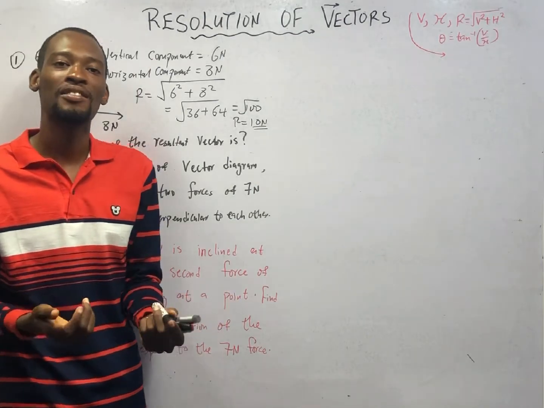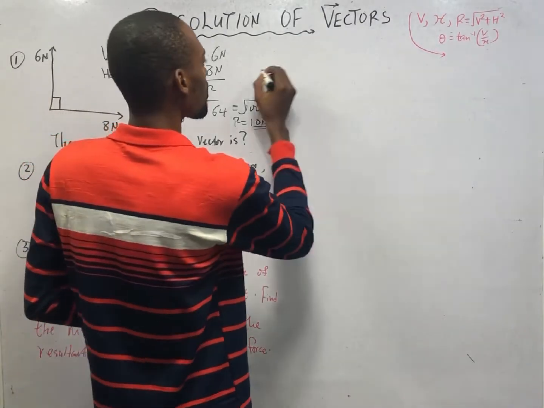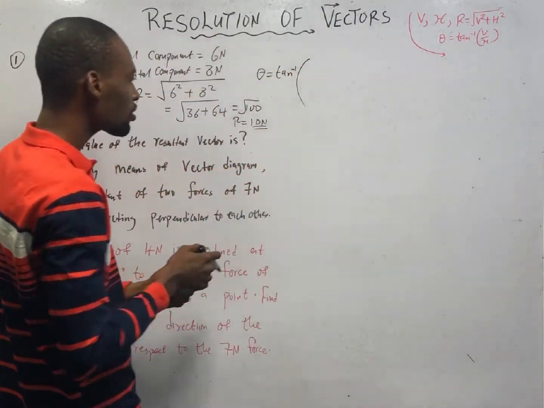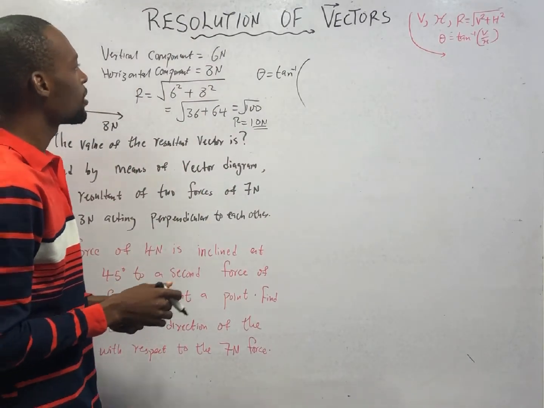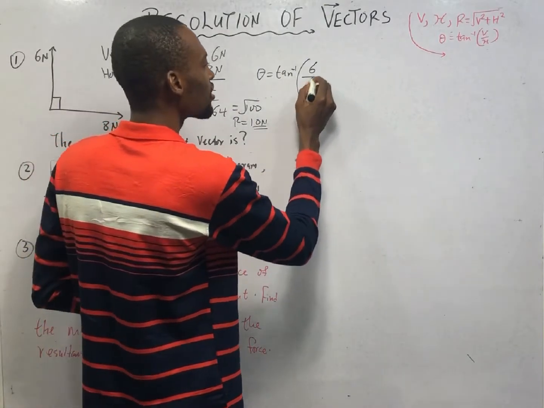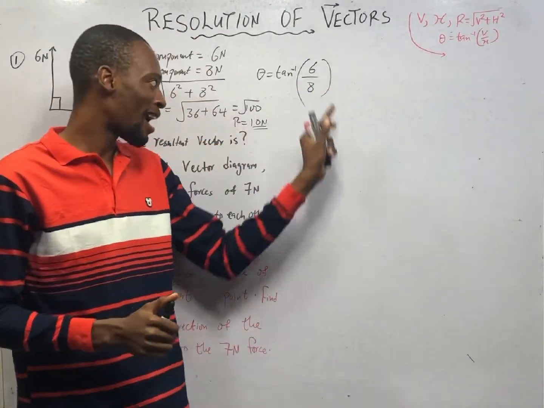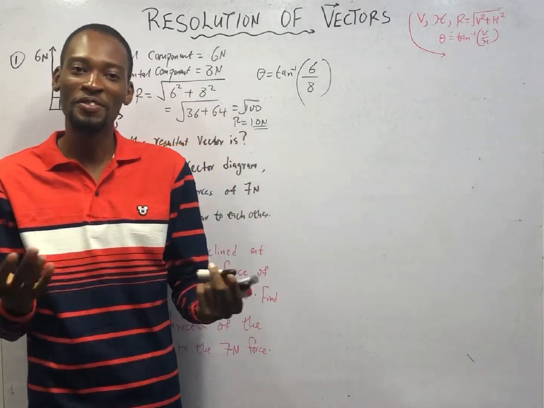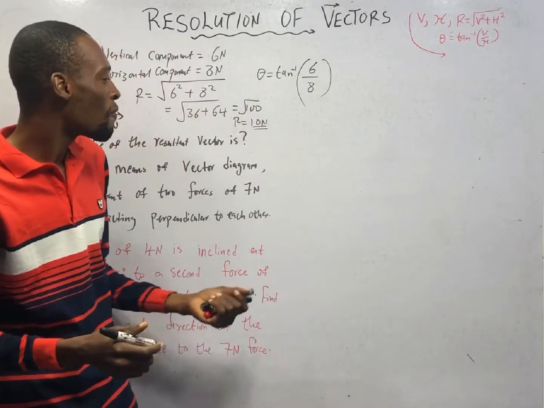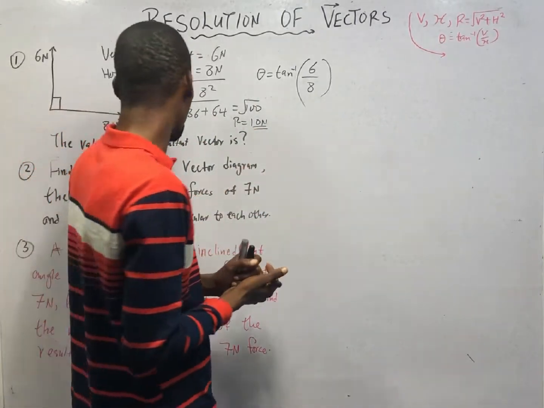What if we are asked for the angle or for the direction? It will simply be theta will be tan inverse of vertical 6 over horizontal 8. But since we are not asked, I will not give you the answer. But if you feel you are asked, then punch your calculator and get the answer. For what we are asked, this is the answer. I'm looking at the next question.